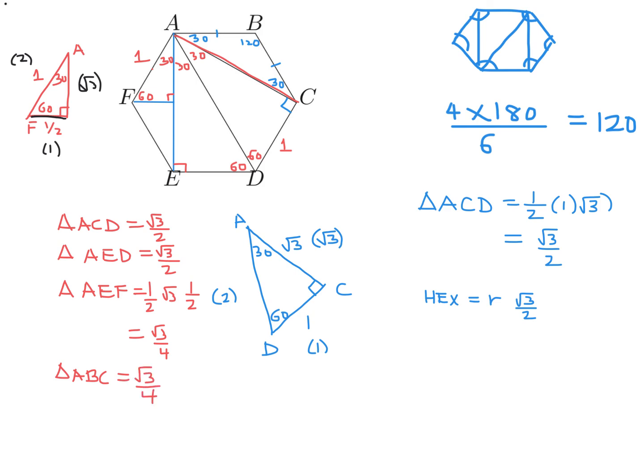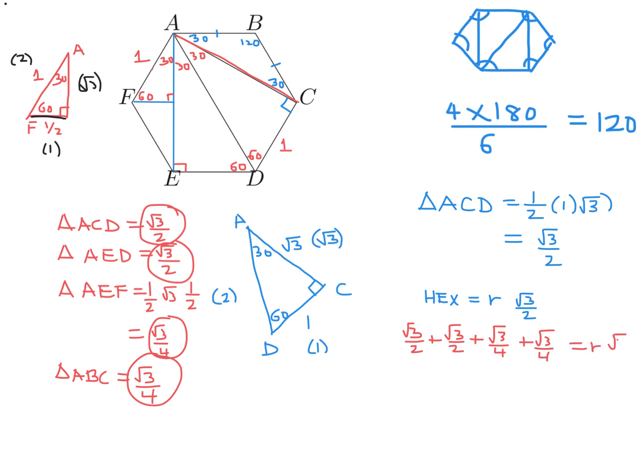So the hexagon is this plus this plus this plus this. So root 3 over 2 plus root 3 over 2 plus root 3 over 4 plus root 3 over 4 is equal to R times root 3 over 2. Okay, let's add this. Let's see, 1, 2, 3, 4, 5, 6. 6 root 3 over 4. And that's R times root 3 over 2. So that means this will be 12 over 4. R will be equal to 3. And that is what they wanted in this question.